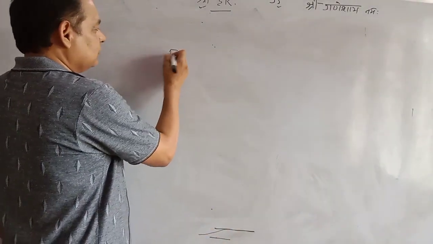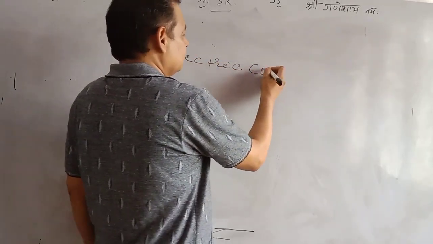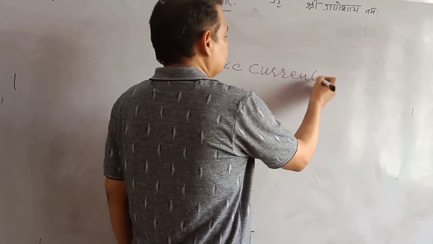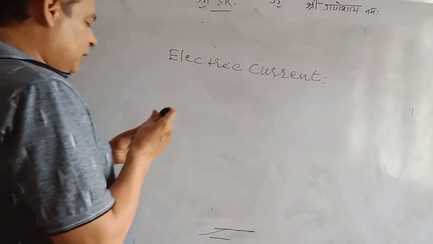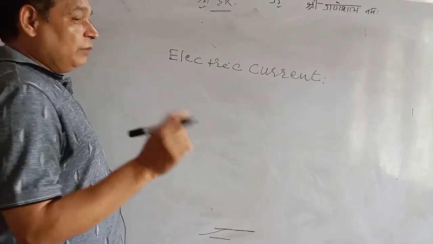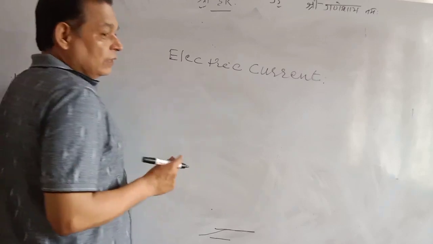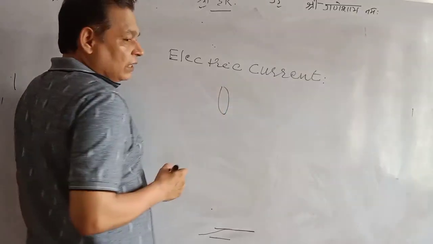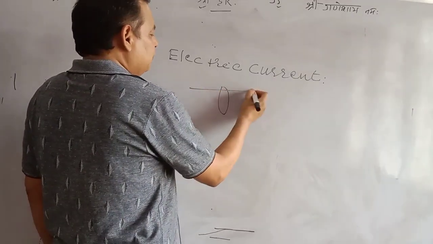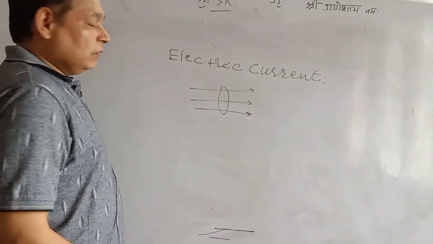Electric current. Actually, whenever charge flows through a given surface area, current is caused. Suppose this is any imaginary surface area and charged particles are flowing through the surface area, then current is caused.